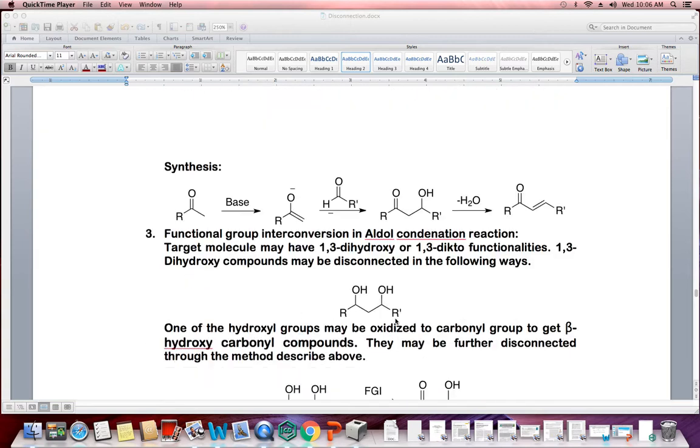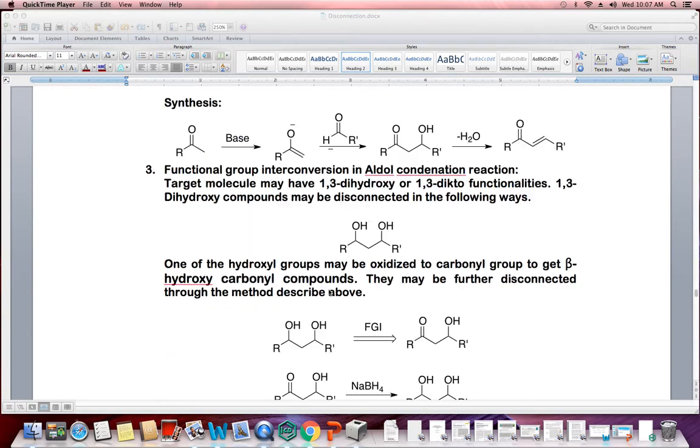Now, look at the example. So the synthesis is very simple. When we treat this carbonyl compound with base, an enolate ion is produced. This enolate ion, when treated with aldehyde or ketones, gives beta hydroxy aldehydes, and then dehydration takes place. As a result of this dehydration, we get an alpha beta unsaturated carbonyl compound, or alpha beta unsaturated aldehydes or ketones, as the case may be.